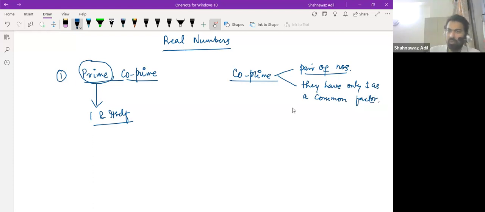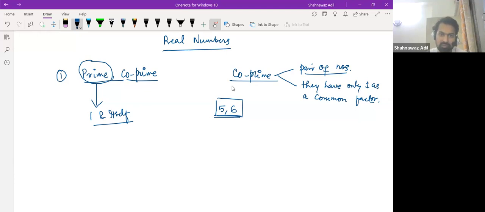So if I ask you guys, is this 5 and 6, are these co-prime numbers? Yes. So is this a co-prime number? No, this is not a co-prime number. So Shoaib is telling me that this is not co-prime. Yes, everyone.